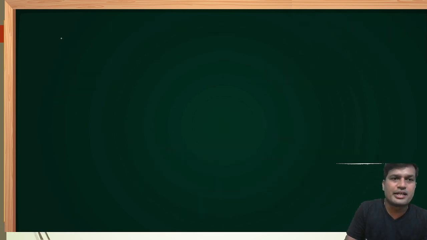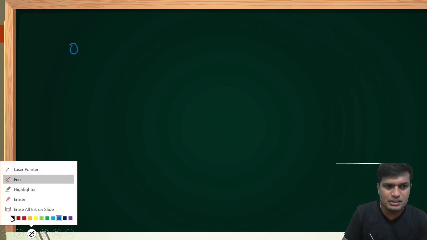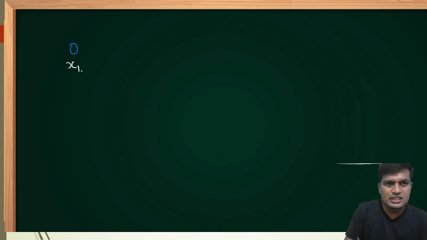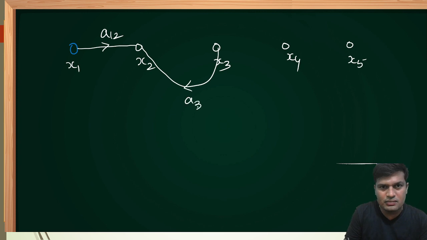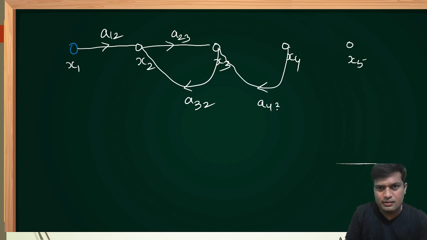Now let's take the same signal flow graph. Let me change the color so that it will be clear to you. This is x1, this is x2, this is x3, this is x4. Let's say this is x5. And what are the branch gains given? A12. What is the branch gain? A32. What is the branch gain? A23. What is the branch gain? A43. What is the branch gain? A34. And this branch gain is unity.